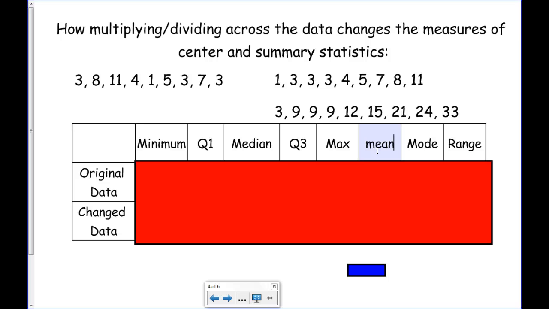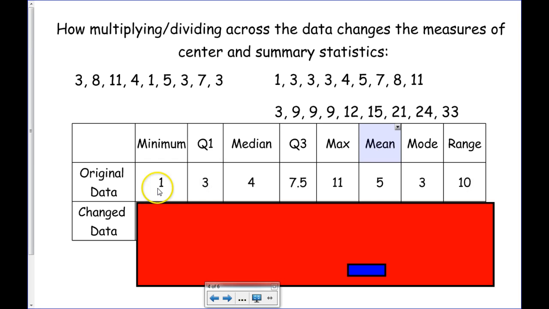Quartile 1 is found by finding the middle of the first half, and quartile 3 is found by finding the middle of the second half. Finding all these values, you can actually watch one of the earlier videos to find out how to do this. From the original data, my minimum was 1. My median was 4. Remember, I found that by crossing out all my numbers, and I ended up with the number 4 in the middle.